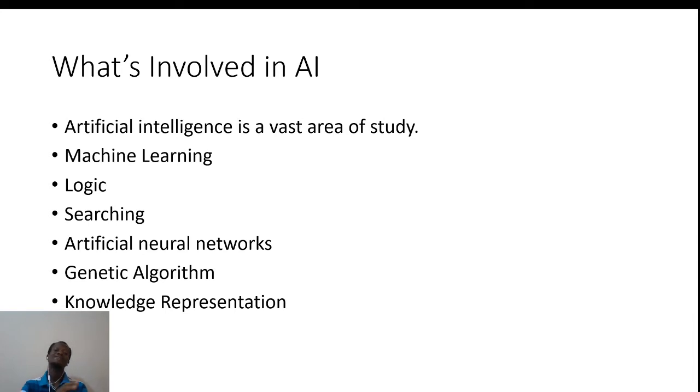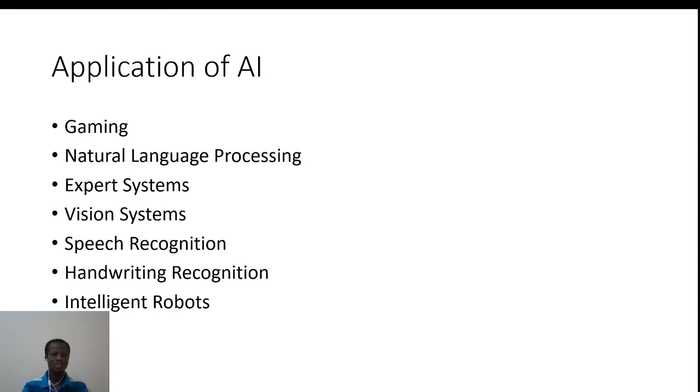Now, what's involved in AI? Artificial intelligence is a vast area of study. Machine learning, take note of that. Logic is part of it. Searching is part of it, when you go on Google and search. In machine learning, the computer takes a lot of data, interprets it, tries to find a trend and says, okay, I see this. Artificial neural networks try to mimic how the brain works. Then genetic algorithms and knowledge representation. These are just broad areas in artificial intelligence, but it's worth noting them.